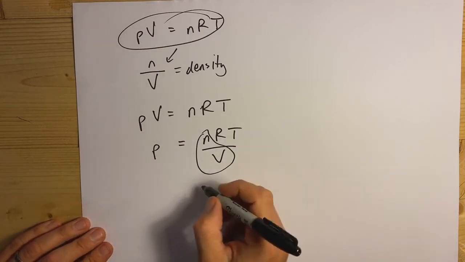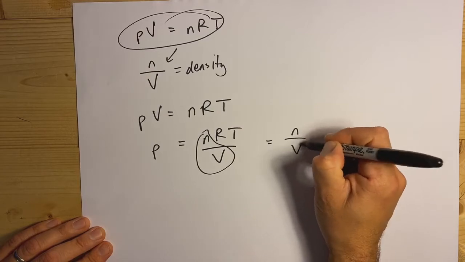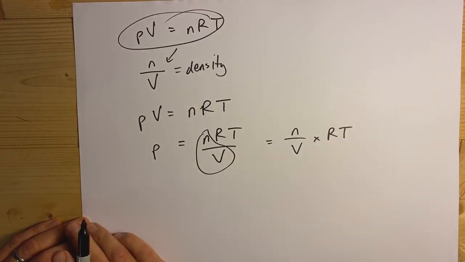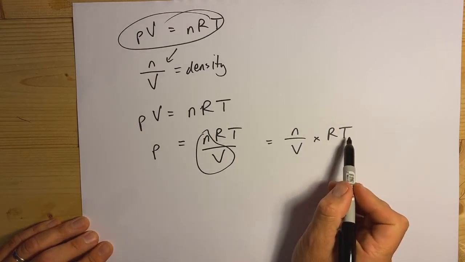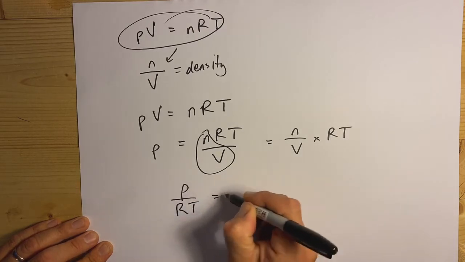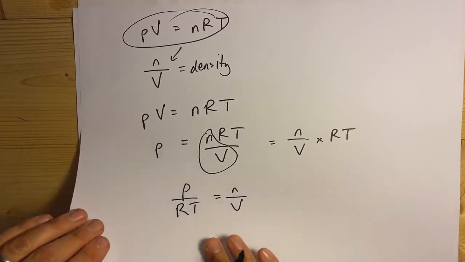So we can think about writing this as n over V times R over T. That means exactly the same thing. So how do we make n over V the subject? Well, we have to divide both sides by R over T. So this gives us P over RT equals n over V, and that's the answer I was looking for there.